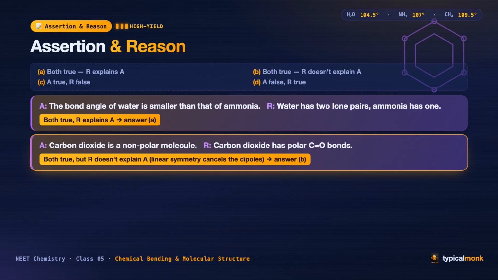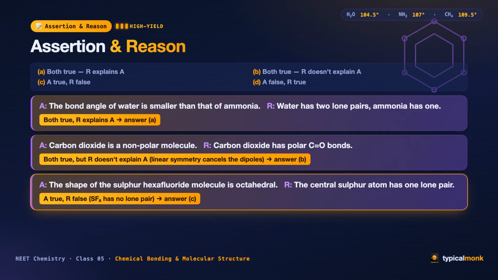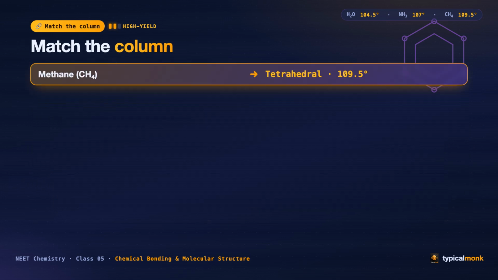This is the trap that catches John every time. Third one, assertion: The shape of the sulfur hexafluoride molecule is octahedral. Reason: the central sulfur atom has one lone pair. Check the assertion first. Yes, sulfur hexafluoride is octahedral. Now the reason: is there a lone pair on sulfur? No, there is none at all. All 6 pairs are bonded. The assertion is true. The reason is false. Option C. A quick match now.